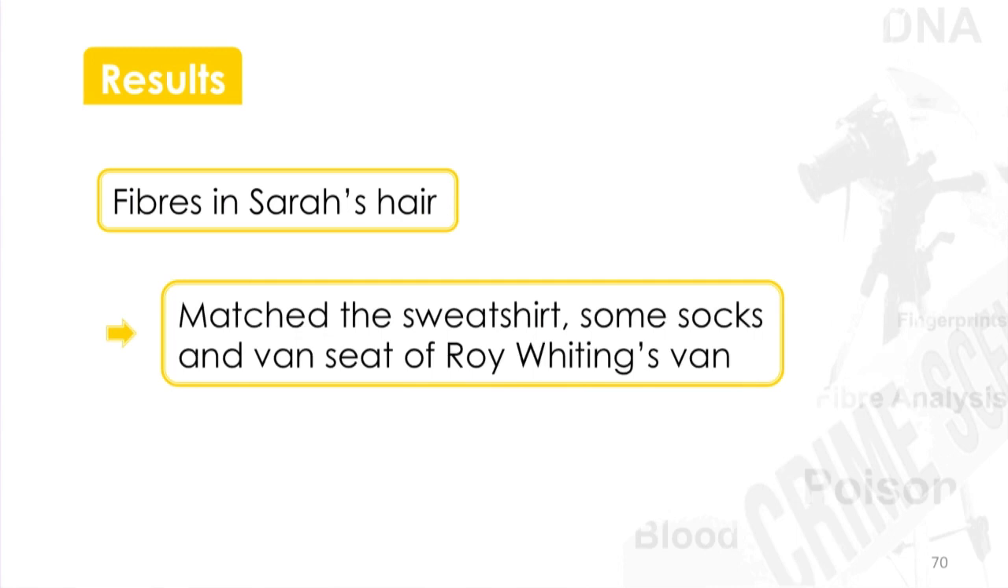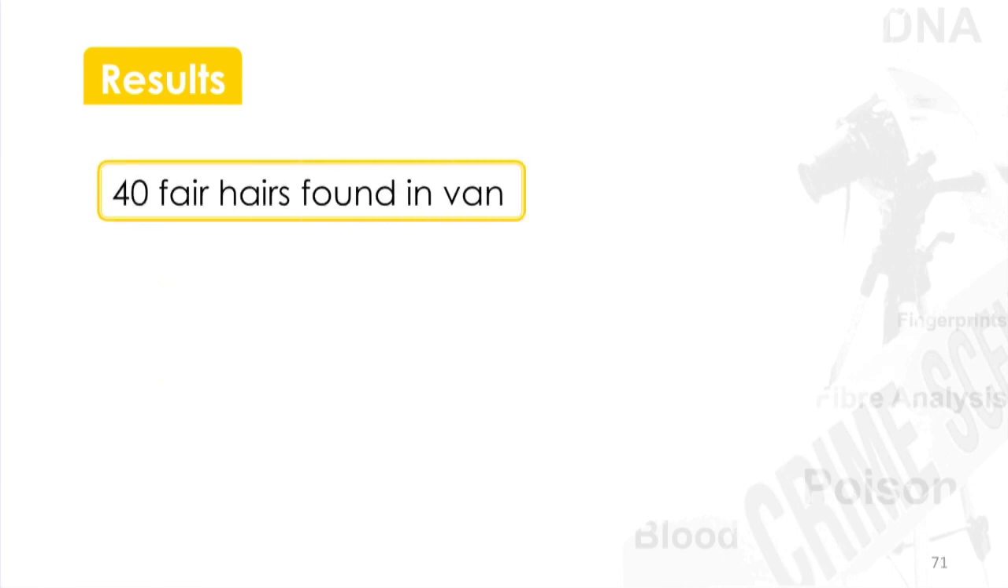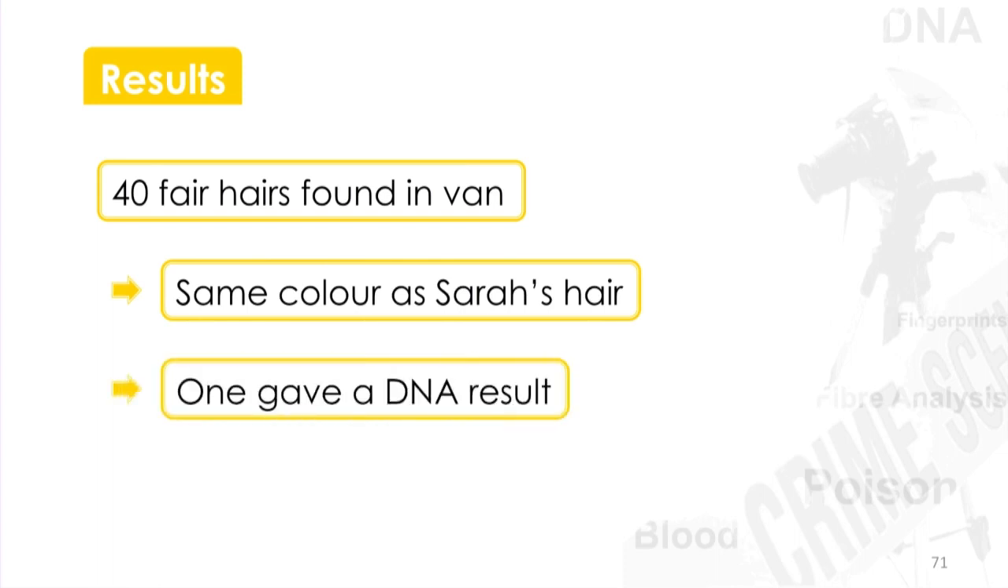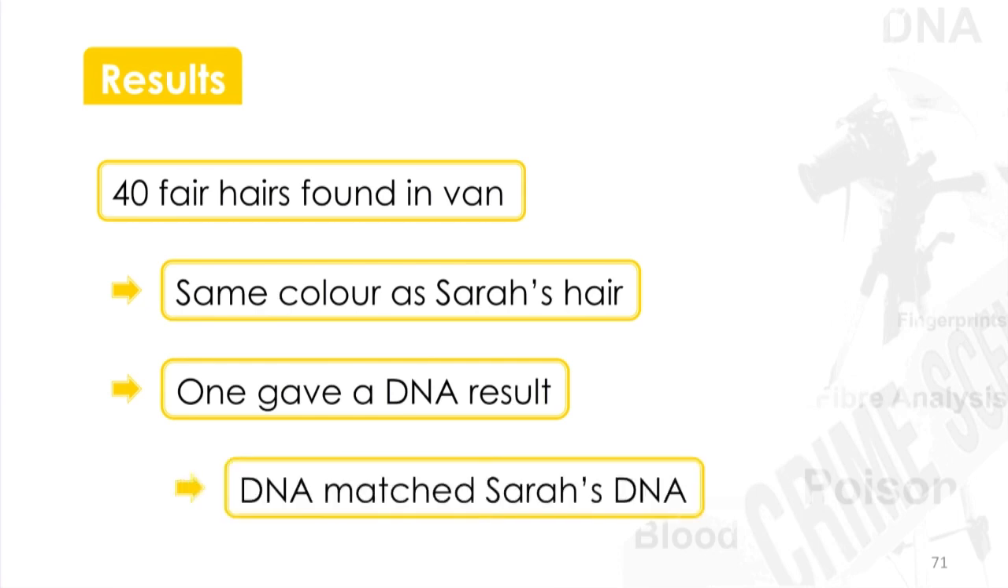Further, on searching the van, they found 40 fair hairs, the same color as Sarah's hair. From those 40 hairs, one of them gave a DNA result, and the DNA of the hair matched Sarah's DNA. All this fiber evidence, the fibers from the clothes and the hair, is very strong evidence linking Whiting with what happened to Sarah Payne.